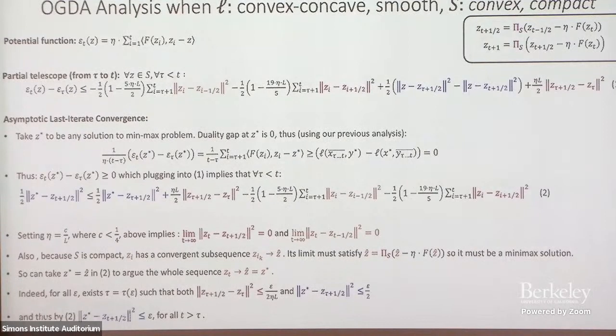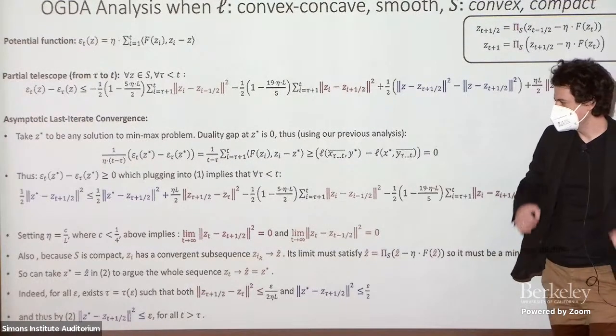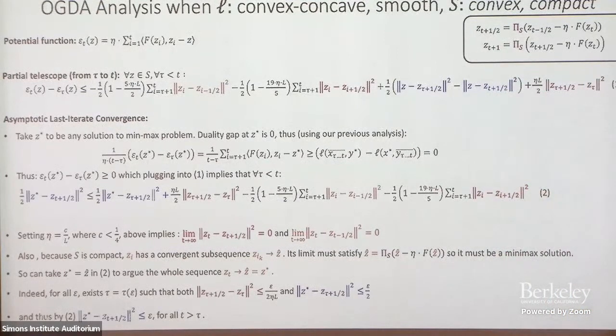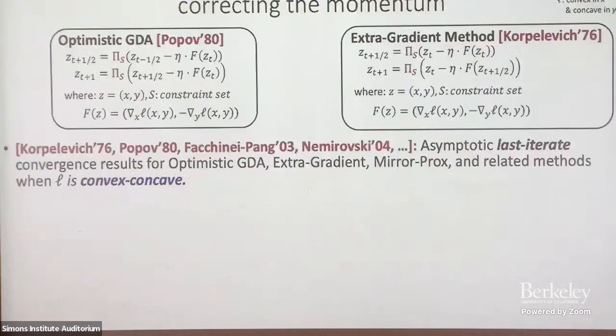Yeah. Do you know the last iterate rate for proximal point? I'll get to that. Yeah. Oh, so Yang asked, do I know the rates? This argument shows asymptotic convergence of OGDA to the MinMax solution. Do I know rates? I'll talk about that in the next slide, actually.